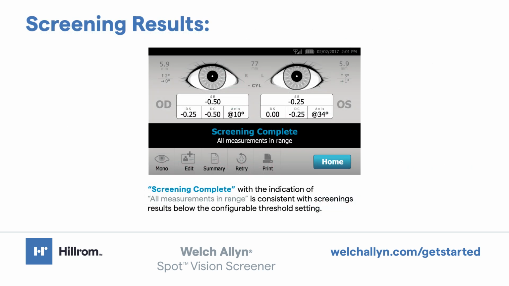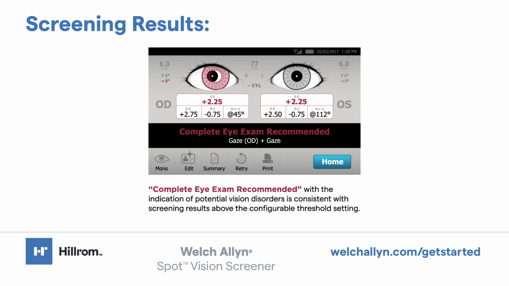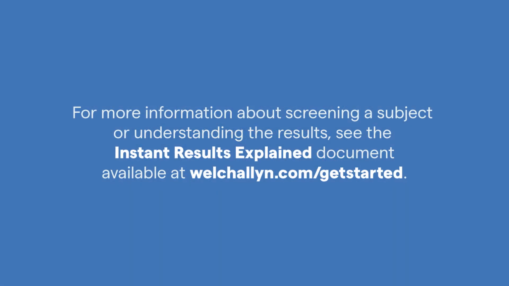Screening results. Screening complete with the indication of all measurements in range is consistent with screening results below the configurable threshold setting. Complete eye exam recommended with indication of potential vision disorders is consistent with screening results above the configurable threshold setting. For more information about screening a subject or understanding the results, see the Instant Results Explained document available at welchallyn.com/get started.